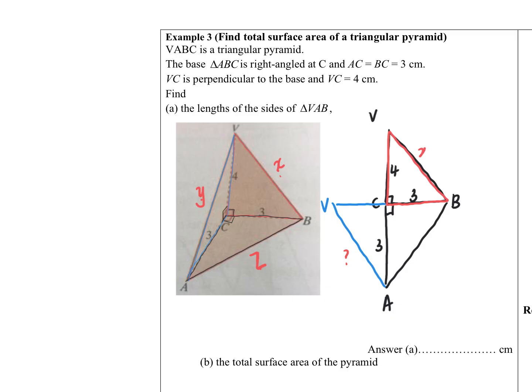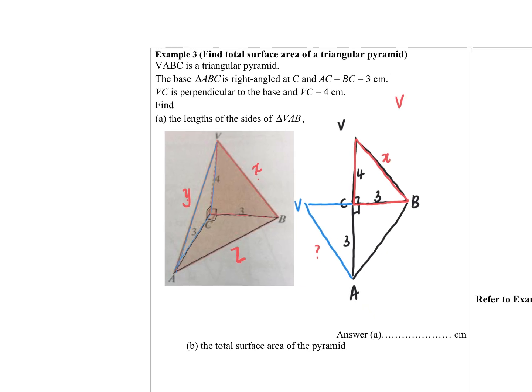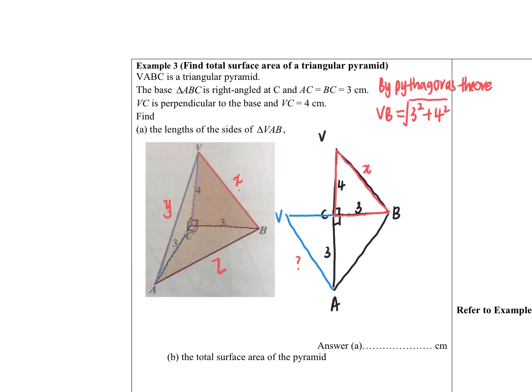So first, I can find X easily because it's a right angle triangle. So VB is square root of 3 square plus 4 square, by Pythagoras theorem. So they won't test you anything that you have not learned before. You learn Pythagoras theorem, so they test you Pythagoras theorem. So this will be 5 cm. This X here is just 5 cm.